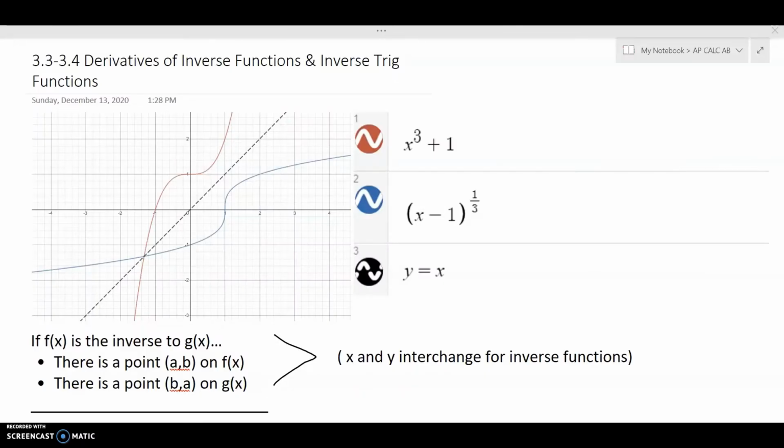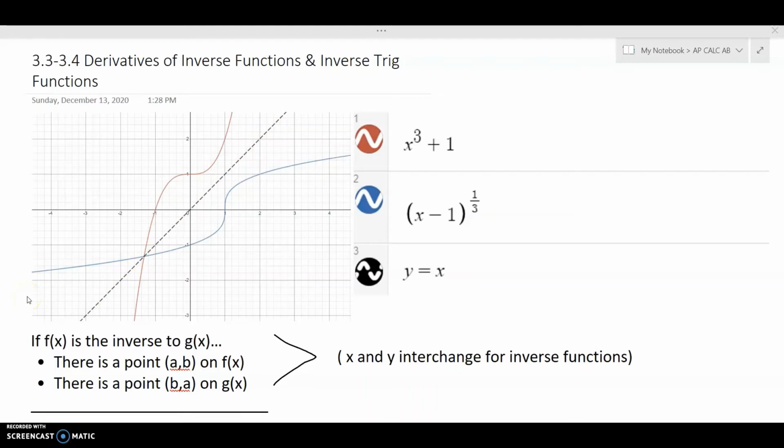Okay, now let's move on to some derivatives of inverse functions and inverse trig functions. Let's start off with a quick recap of what inverse functions are. Here we have a graph, here's the original function, and here we have the inverse function. A quick thing to note about inverse functions is that they're reflected over the y equals x line.